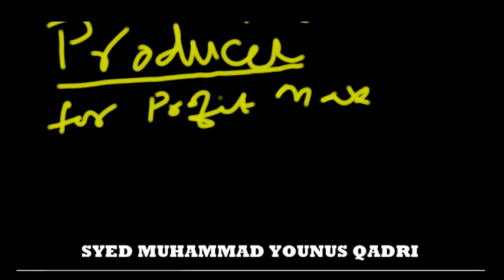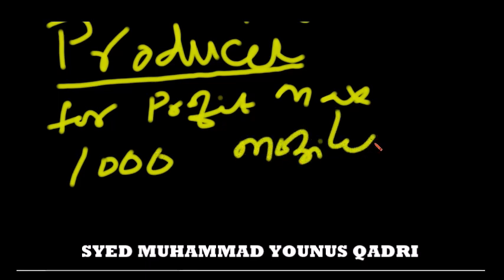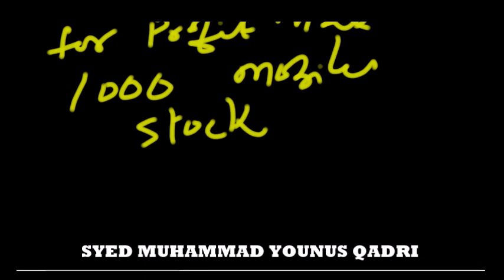Immediately when the production takes place, for example, 1000 pieces of mobile were produced by this company in this month. Whenever he produces 1000 mobiles, he will put those mobiles in the stock. Before selling this product, whenever the manufacturing takes place, they will put that commodity into stock.